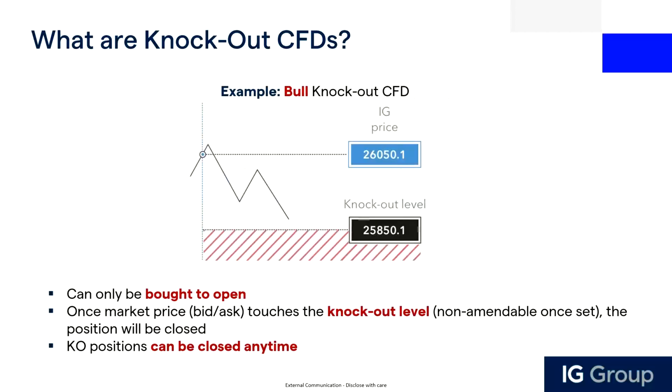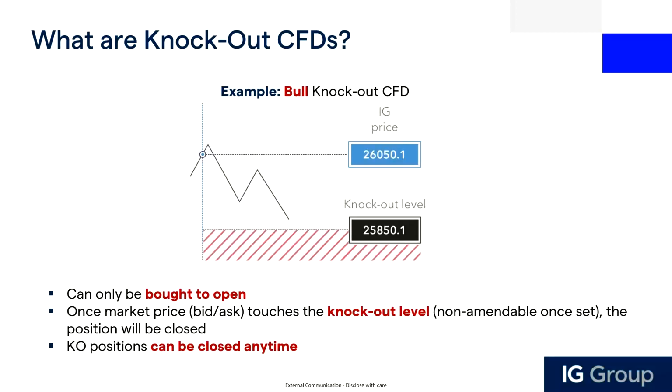So this is just an example of a bull knockout CFD. If your view is that the underlying market will go up, in this example, let's just assume that this 26,000 is a Hang Seng index, just an assumption. So let's say we know that this Hang Seng index currently right now is 26,050 points.